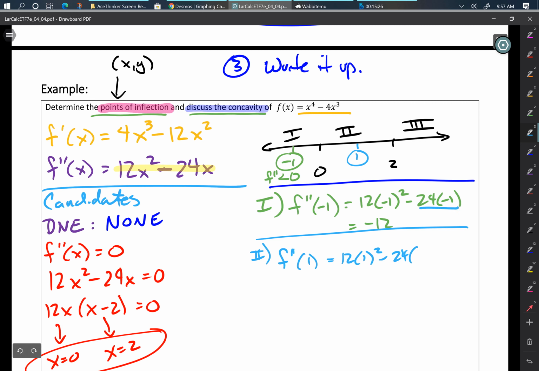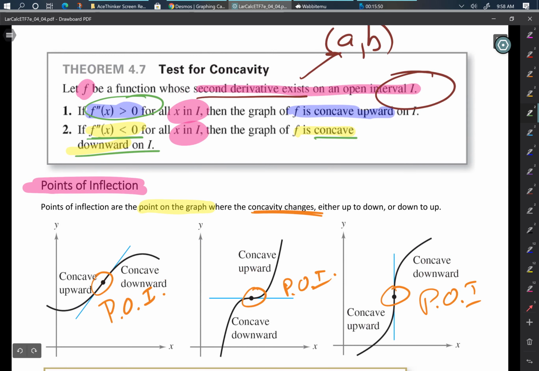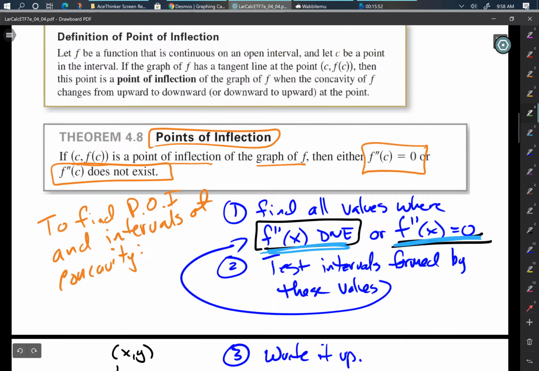That's positive. This is actually positive 36. So let me go back and fix that real quick. I lost a negative there. Since the second term is positive and the first term is positive, this is 36, which means this is greater than 0. And greater than 0 means concave upward. So we're concave upward on that first interval.